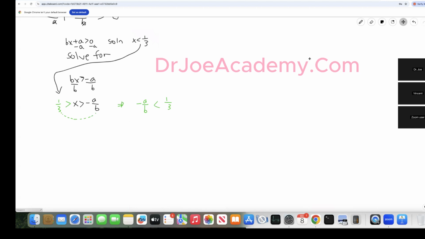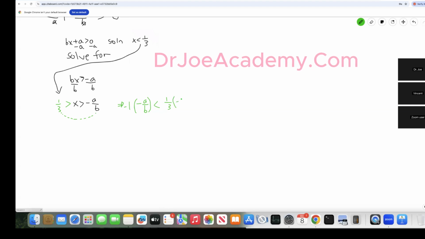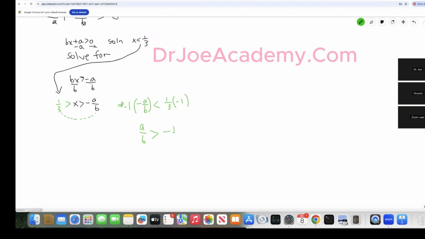Exactly. So negative A over B has to be less than 1/3. And then if I multiply both sides of this by -1, then I have to flip the inequality, right? So that makes it A over B must be greater than -1/3, right?